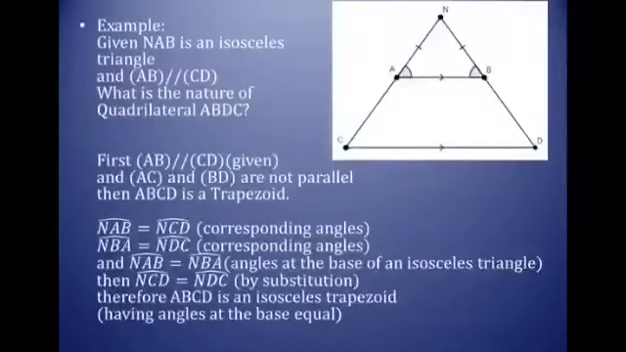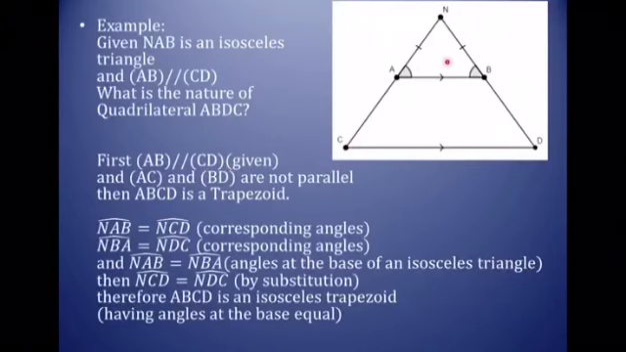In this example, we have this figure, given that NAB is an isosceles triangle, AB is parallel to CD. The question is, what is the nature of quadrilateral ABDC? First, it's very clear, since AB and CD are parallel by given, and also it's clear that AC and BD are not parallel, so it's a trapezoid. That's first. But pay attention, because it could be an isosceles trapezoid. It's obvious it's not right, but it can be isosceles. So we must find out if it's an isosceles trapezoid or not.